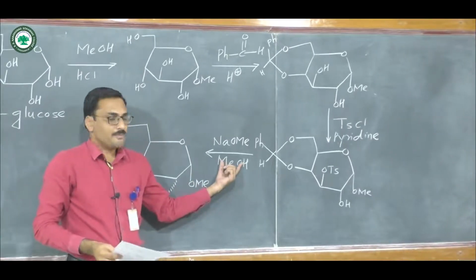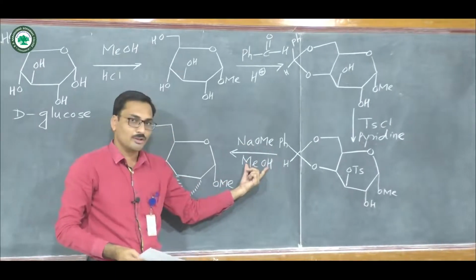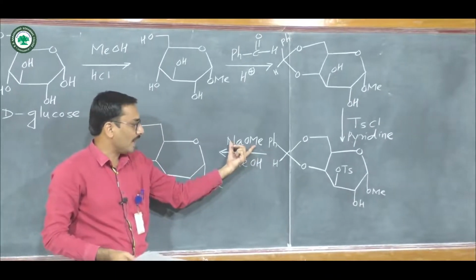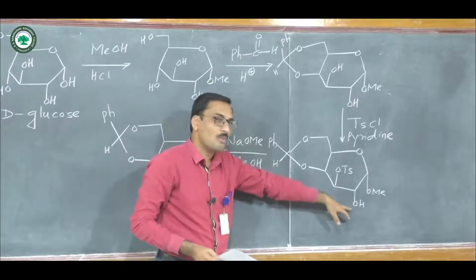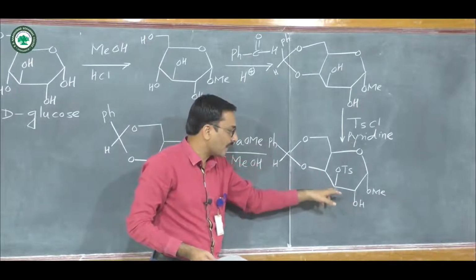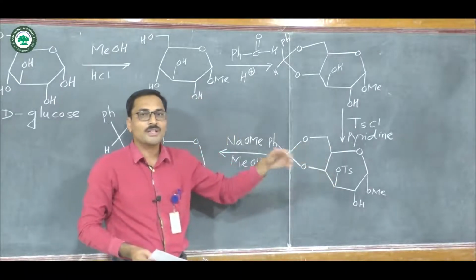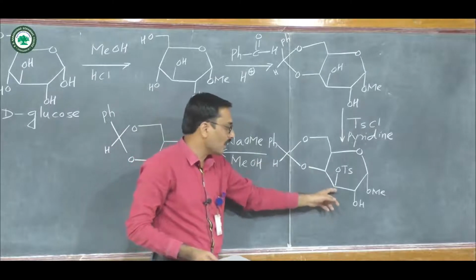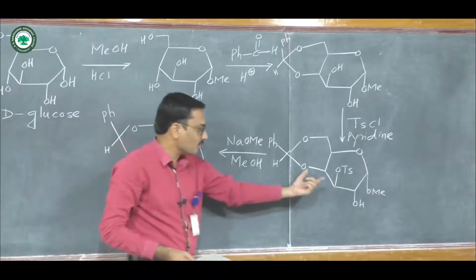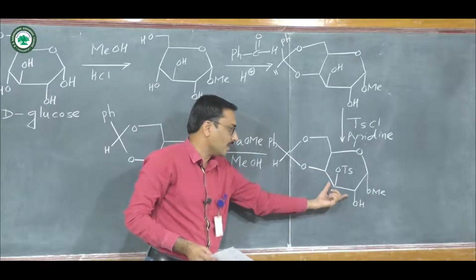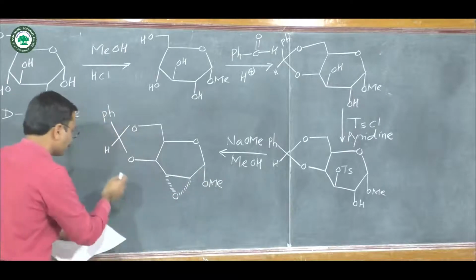Look at this step. Here we use sodium methoxide in presence of methanol. So this sodium methoxide acts as a base. It abstracts this proton. There is formation of O minus, and that O minus attacks at this position. So this OTs is a good leaving group. Therefore it can easily undergo removal, and there is formation of the corresponding epoxide ring. So this OTs and that oxygen undergo reaction. There is formation of epoxide ring.